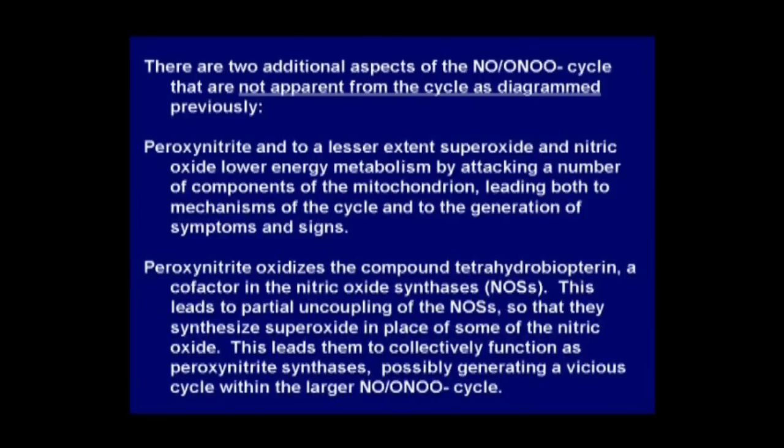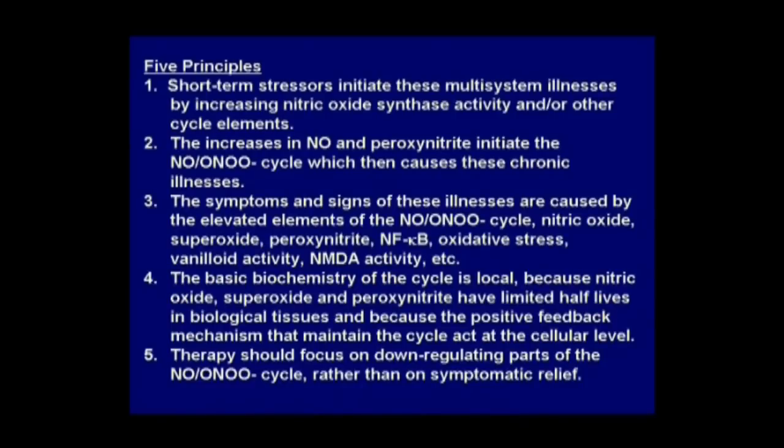Okay. So this is basically a vicious cycle sort of within the larger vicious cycle. And it may have a key role in initiating these illnesses and in getting them started, this partial uncoupling. There are 5 principles that underlie this whole mechanism. And we've already talked about 2 of them. Short-term stressors can initiate these basically either by increasing nitric oxide or other cycle elements.